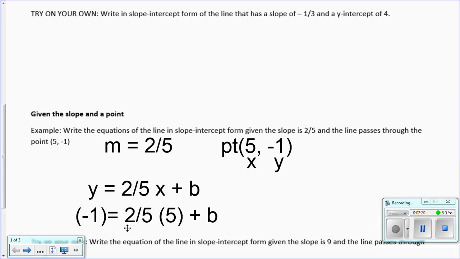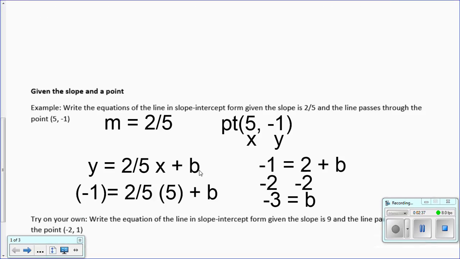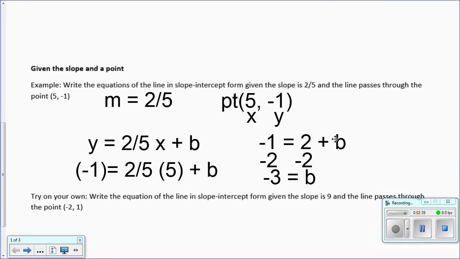I'm going to multiply the 2/5 and 5 because I want to get b by itself, so I need to simplify this and then I can get it over to the other side. 2/5 times 5 is just 2. So I have -1 equals 2 plus b. Subtract 2 from both sides. You end up getting b as -3, which means my slope intercept form is y equals 2/5 x minus 3.